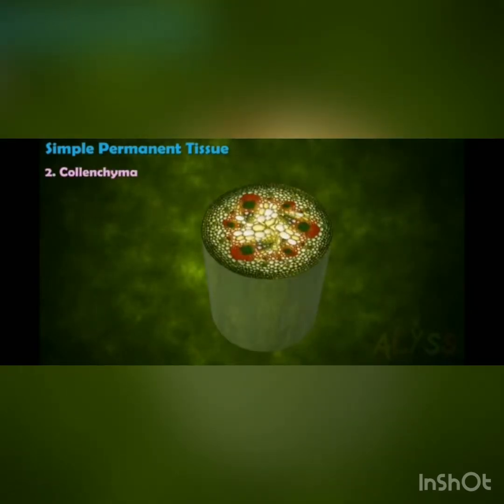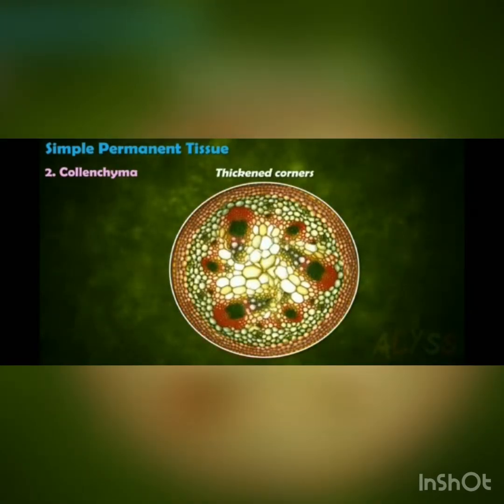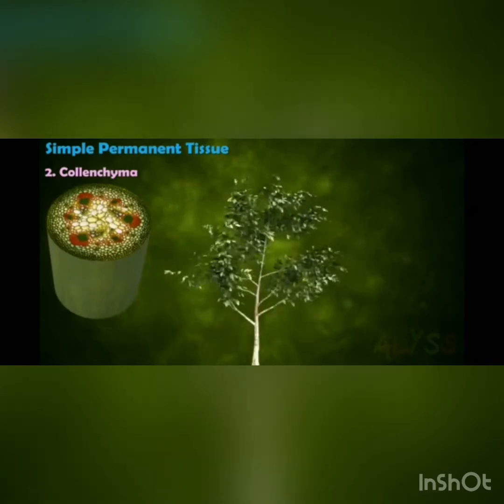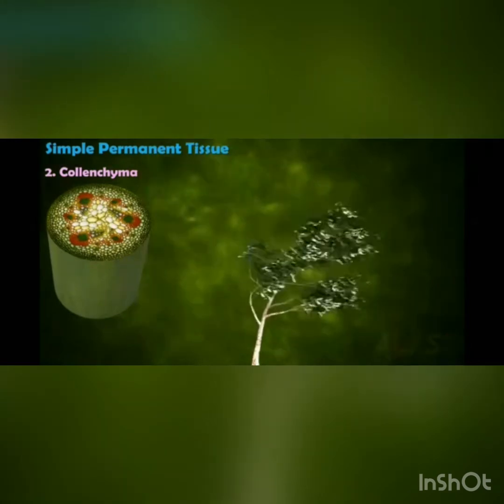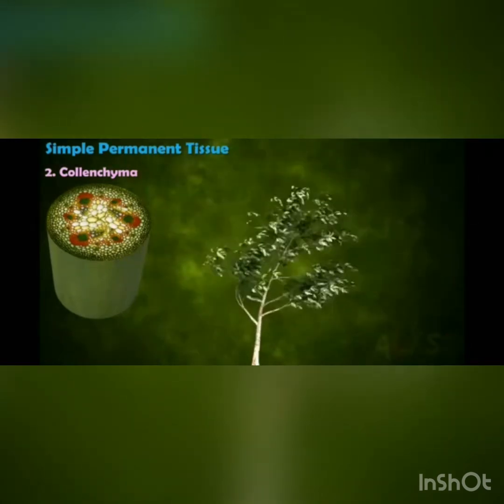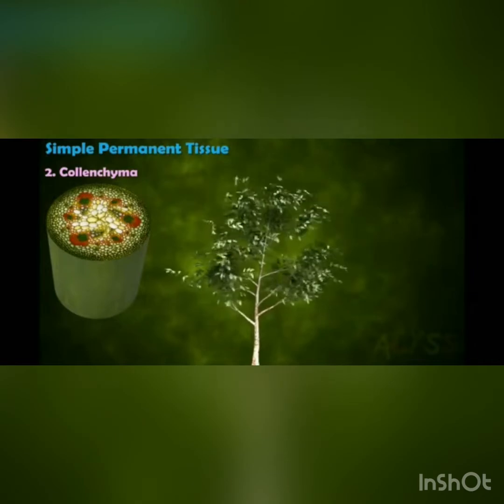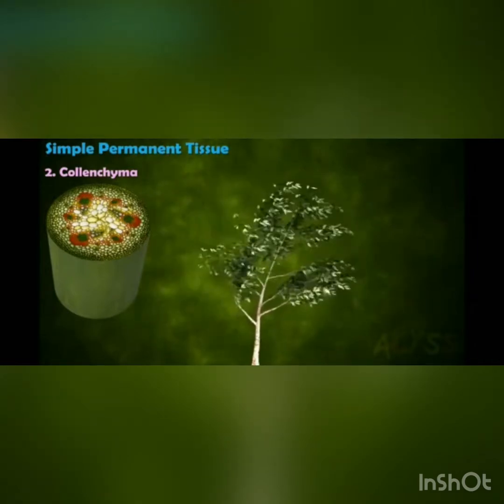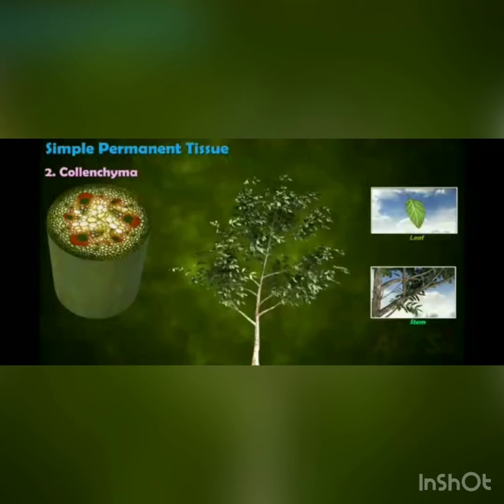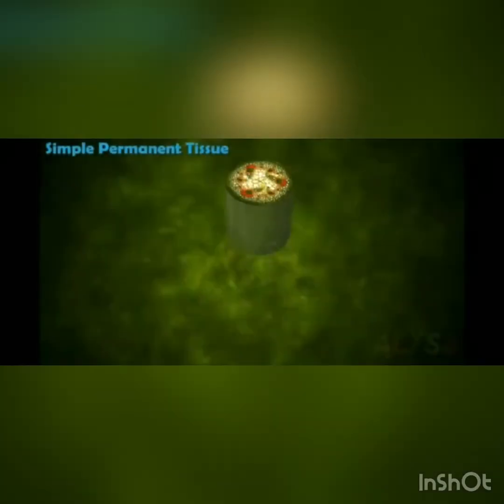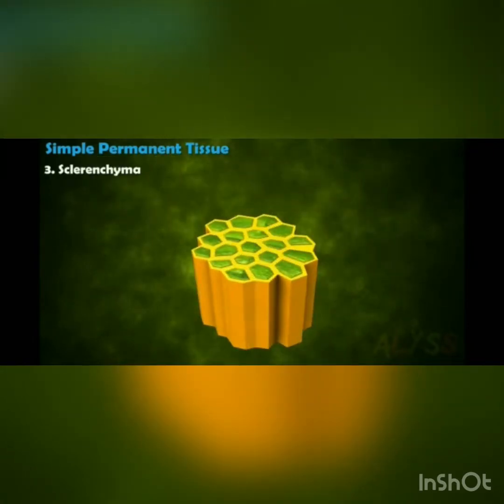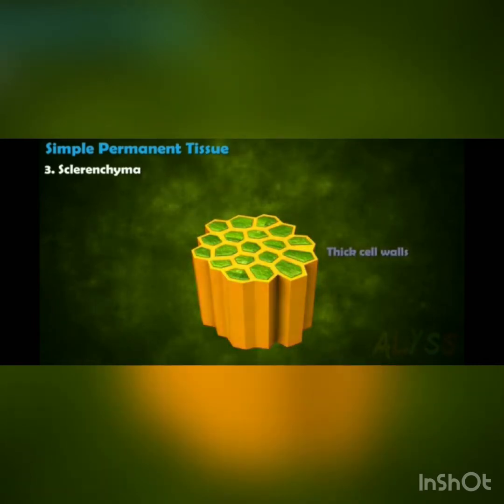Next is collenchyma, which have thickened corners, and they help to provide flexibility to plants to move without breaking. Along with flexibility, they also provide protection. They are found in the ribs of leaf and stem. The next is sclerenchyma, which have thick cell walls and no cytoplasm is present in them as they are dead cells.